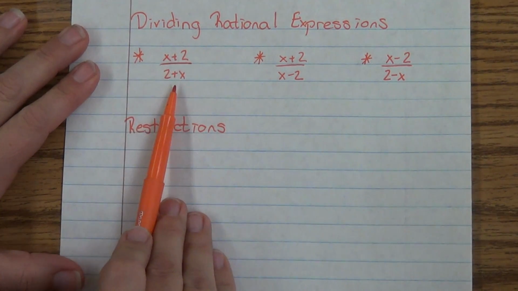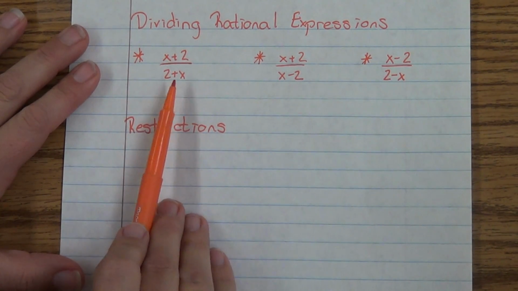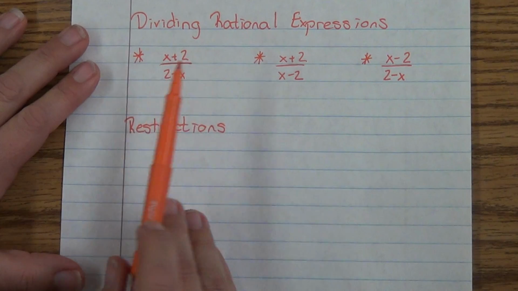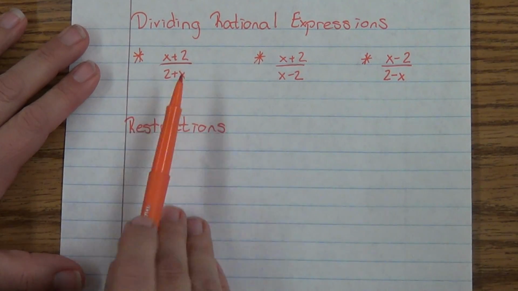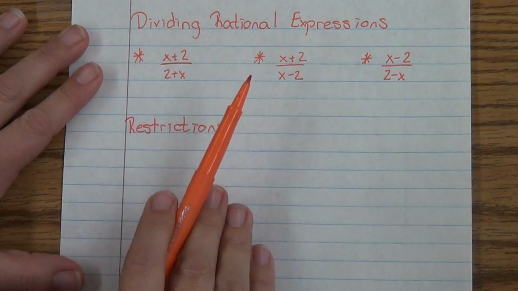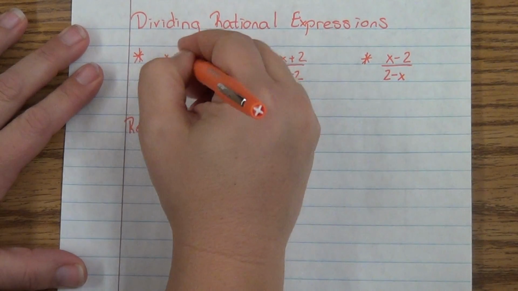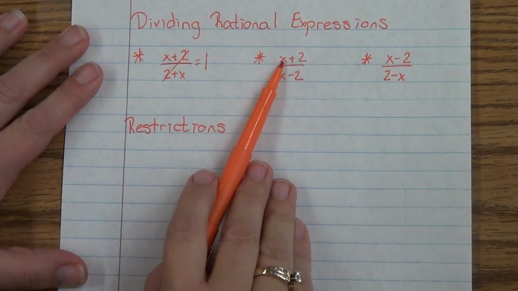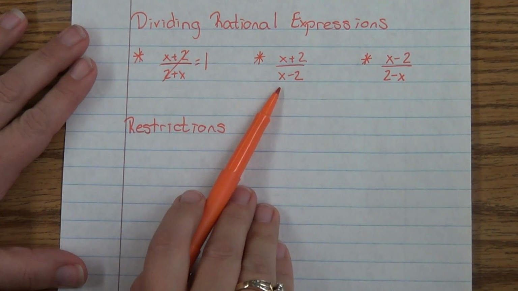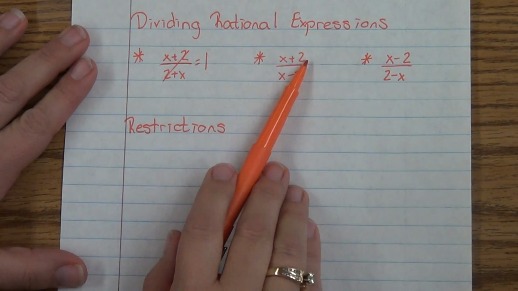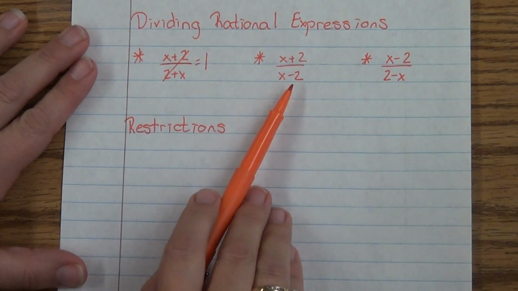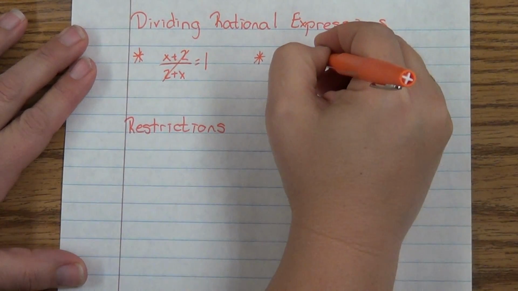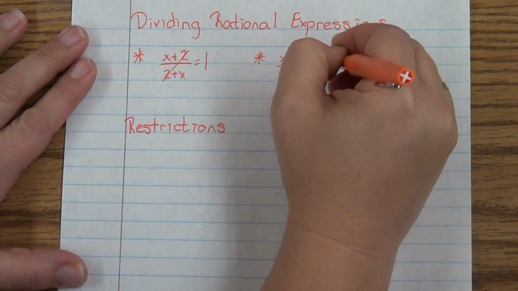If I have x plus 2 over 2 plus x, are those the same thing? Well, sure it is. 3 plus 2 and 2 plus 3, that's 5 over 5. So those are the same thing. So these can cancel to equal positive 1. Are x plus 2 and x minus 2 the same thing? No. 3 plus 2 is 5, 3 minus 2 is 1. So those can't cancel. So these cannot cancel.